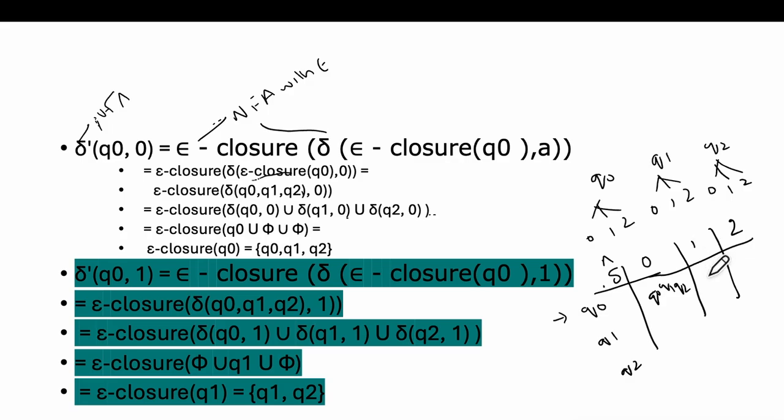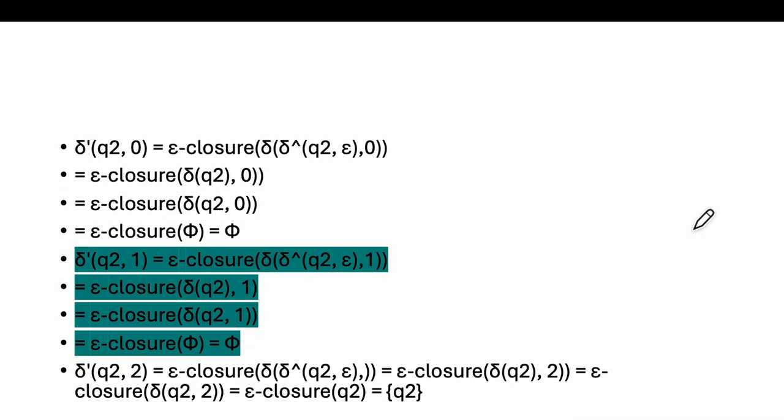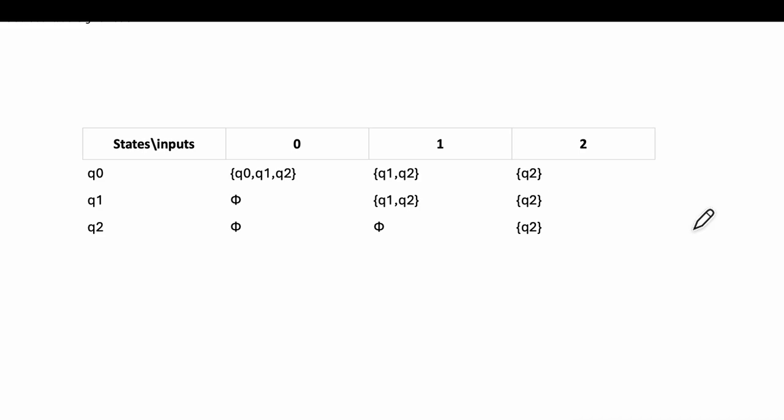Like this we have to do it on 1, and on 2. For 1, epsilon closure of delta of epsilon closure of Q0 on 1. First we solve the inner bracket: epsilon closure of Q0 is Q0, Q1, Q2. Now delta of Q0 on 1 union delta of Q1 on 1 union delta of Q2 on 1. So we got Q1, Q2. Like this we have to do it for Q0 on 2. Next Q1 on 0, Q1 on 1, Q1 on 2. Next Q2 on 0, Q2 on 1 and Q2 on 2. If you do it like this, this is the table we finally got.